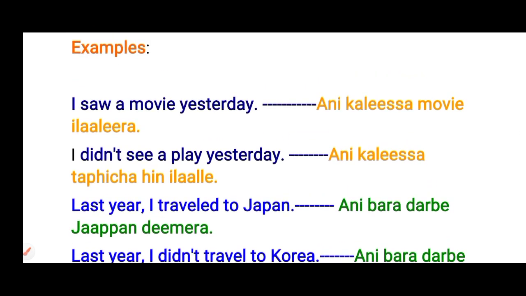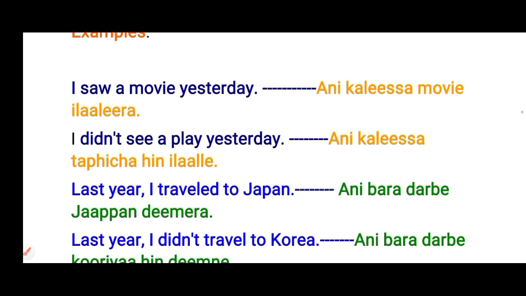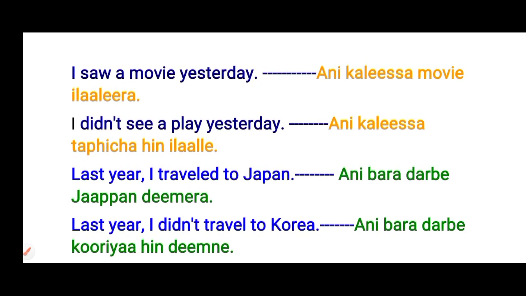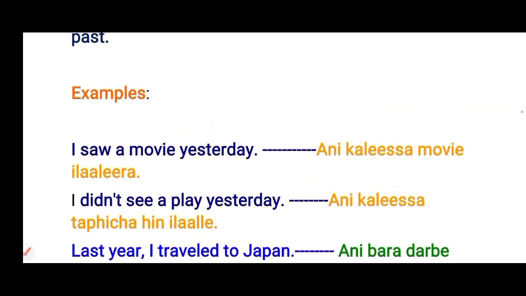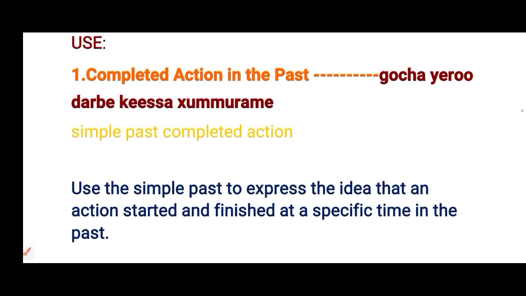Look carefully. For the purpose of a series of completed actions, when we use a past tense, we use a series of completed actions: first, second, third, fourth, and so on. Example: I finished work, walked to the beach, and found a nice place. All these are three different actions, but they happened in order.